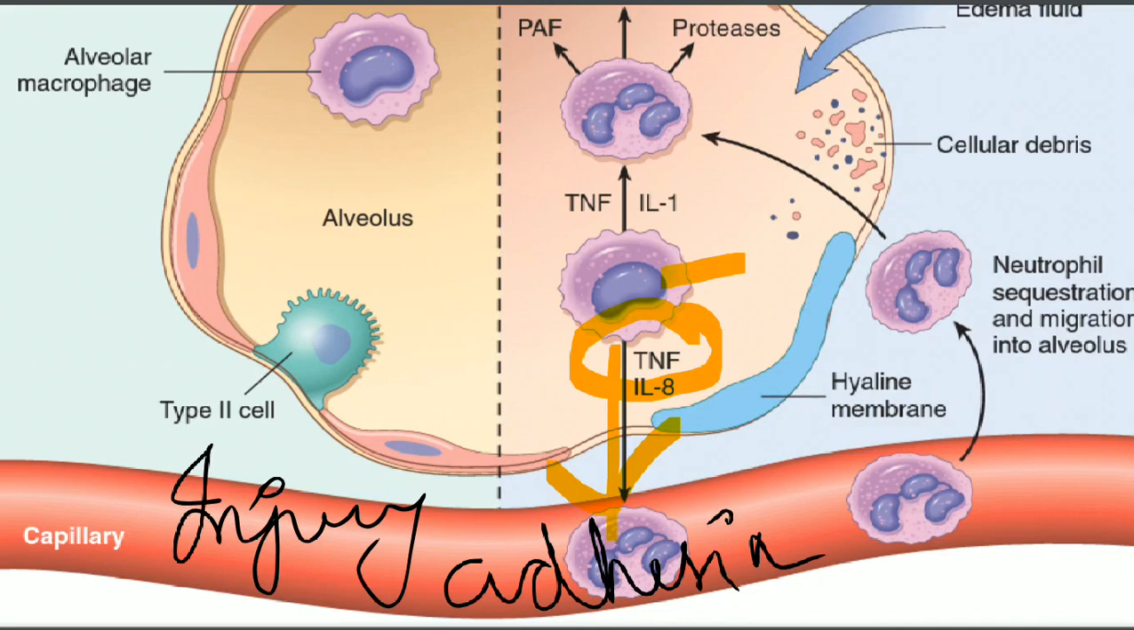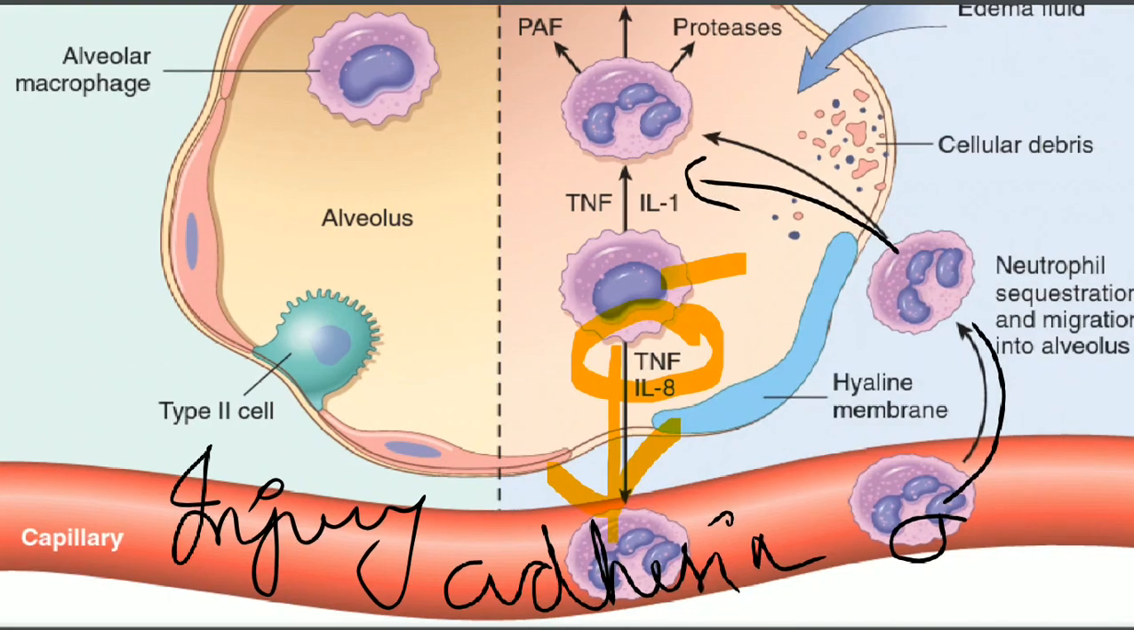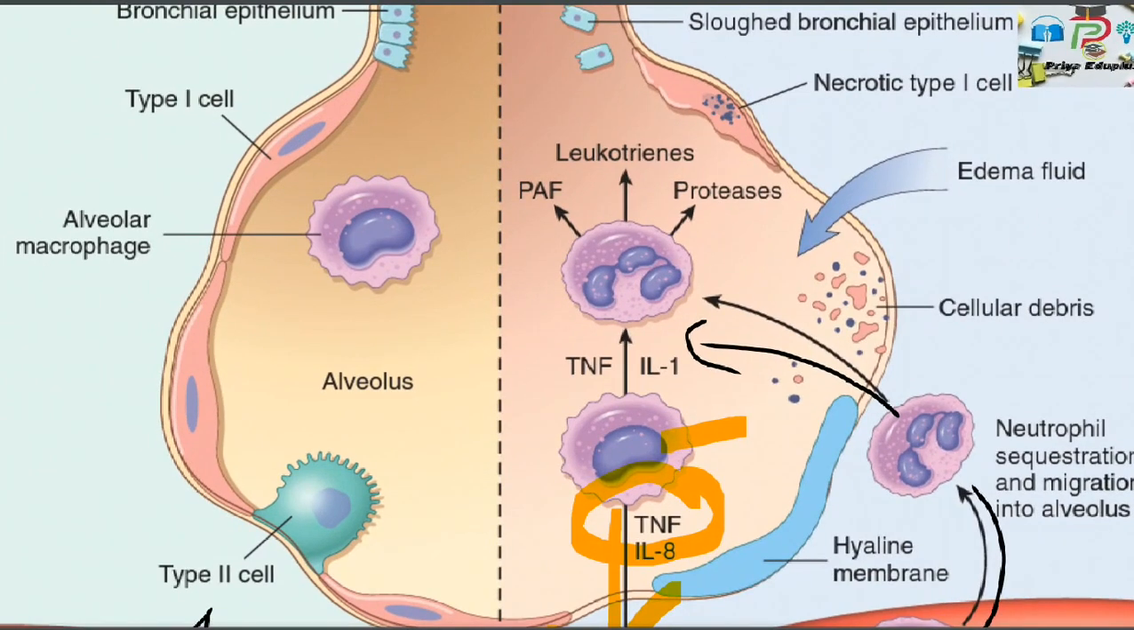Okay, then these are the neutrophils. They are getting attached to the blood vessels. Then the sequestration of neutrophils occurs. They then migrate into the alveoli and release inflammatory mediators. Inflammatory mediators such as protease, ROS, PAF are released, and they cause further damage.